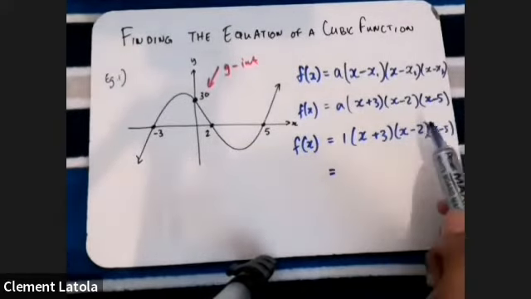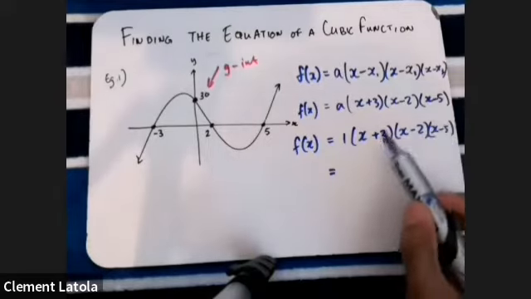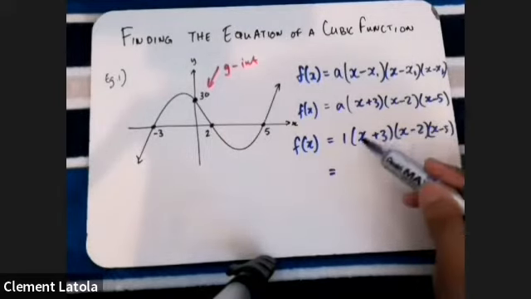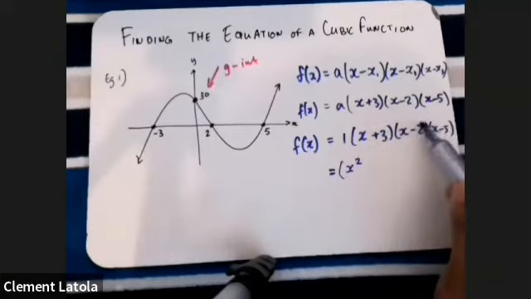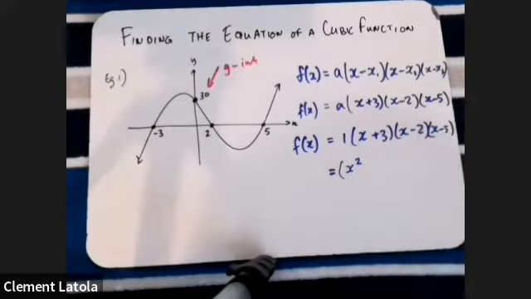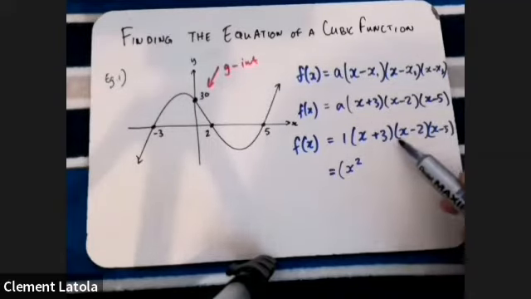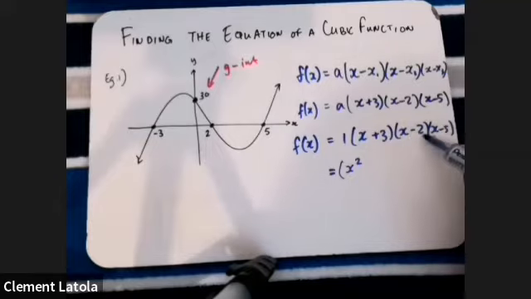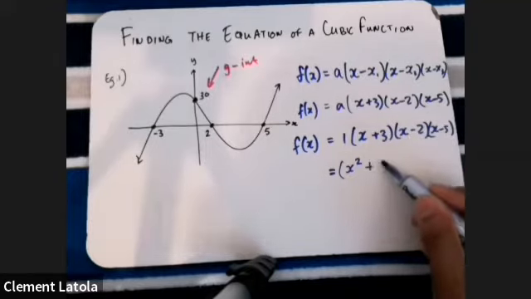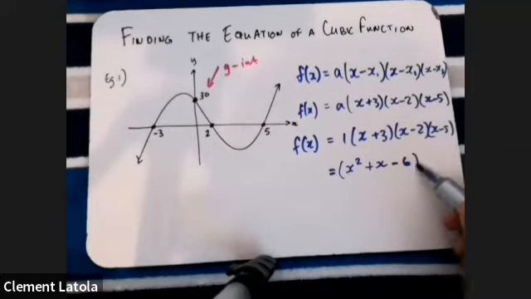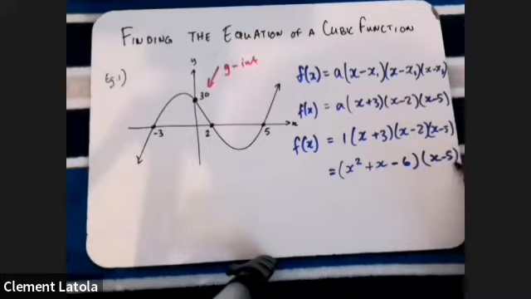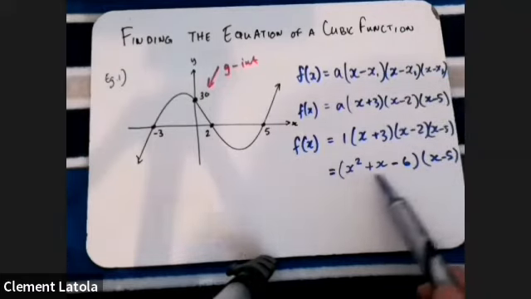Now I'm going to multiply the first 2 brackets. So x times x is x squared. And then x times minus 2 is minus 2x. And then 3 times x is 3x. So the minus 2x plus the 3x gives us a positive 1x. And then 3 times -2 is minus 6. So I simplified the 3x and the minus 2x to give me the positive 1x.